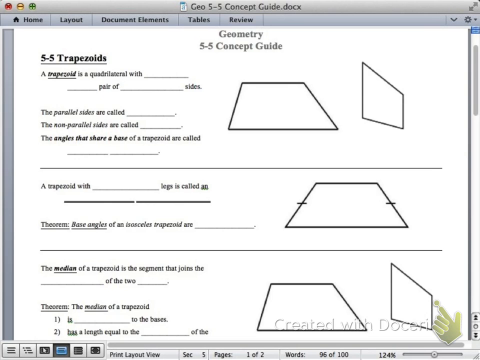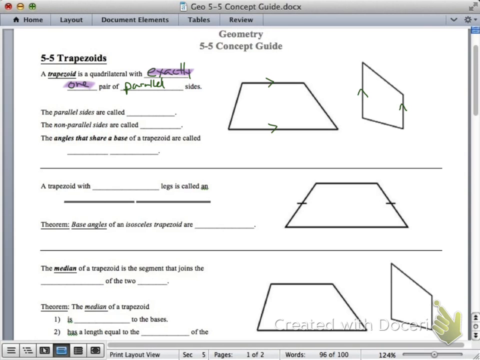Well, trapezoids. Trapezoids are a very special type of quadrilaterals. They are the only one that has exactly one pair of parallel sides. If it had more than one pair of parallel sides, it would be a, that's right, parallelogram. Good.